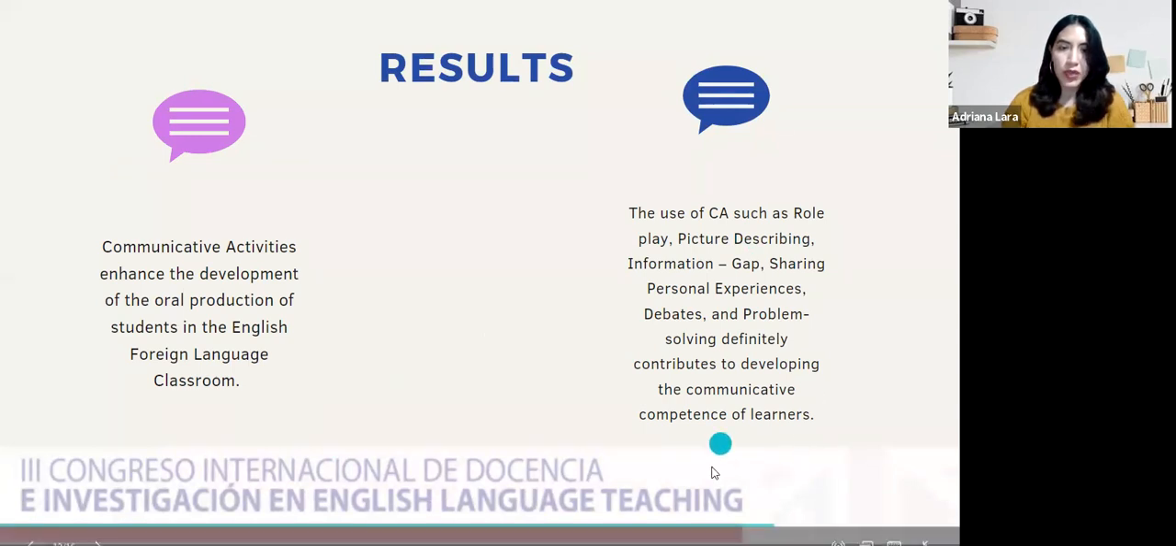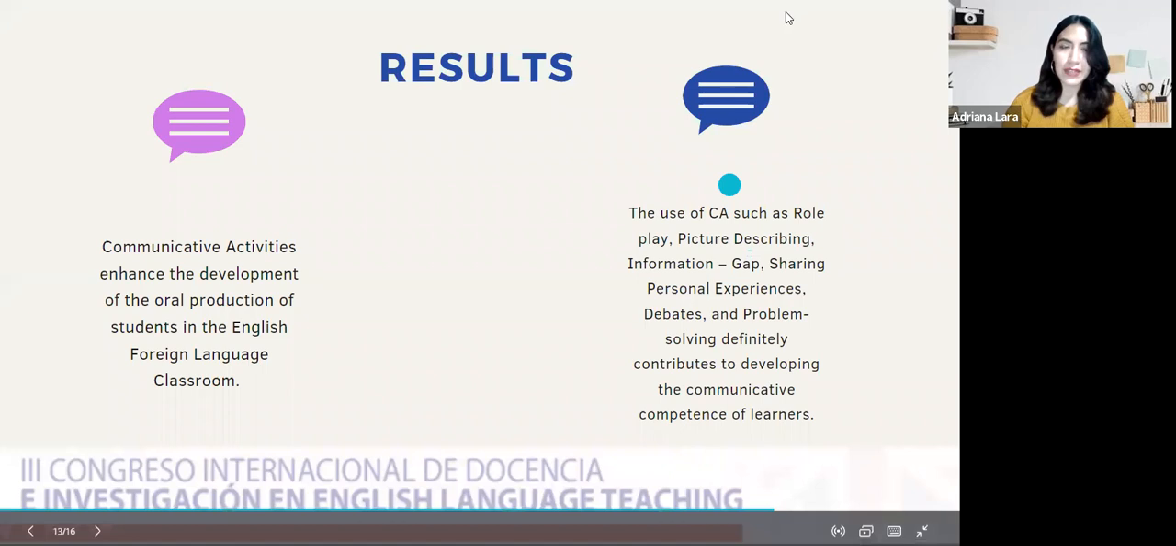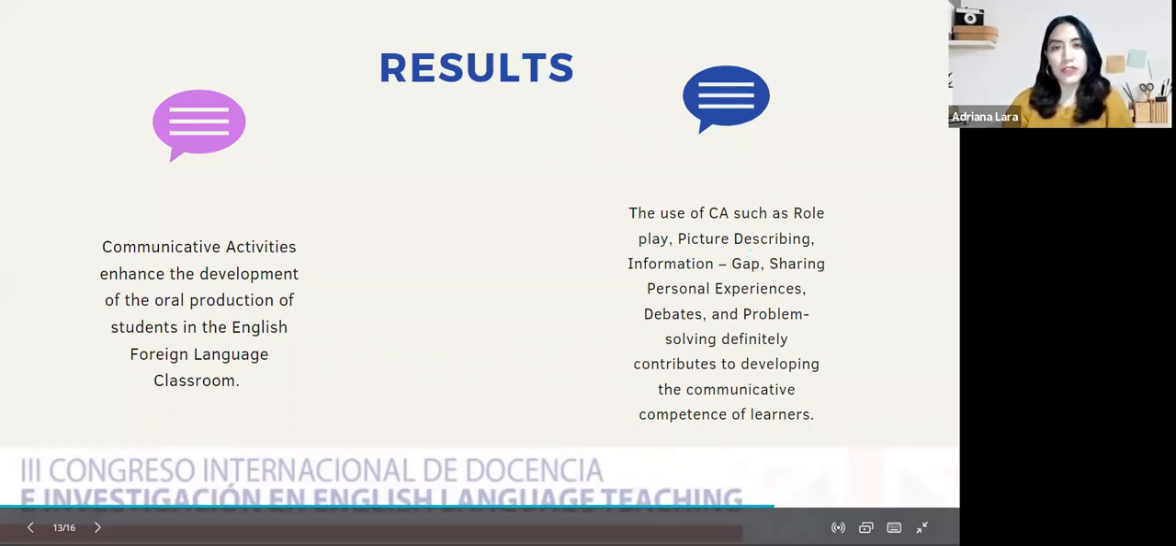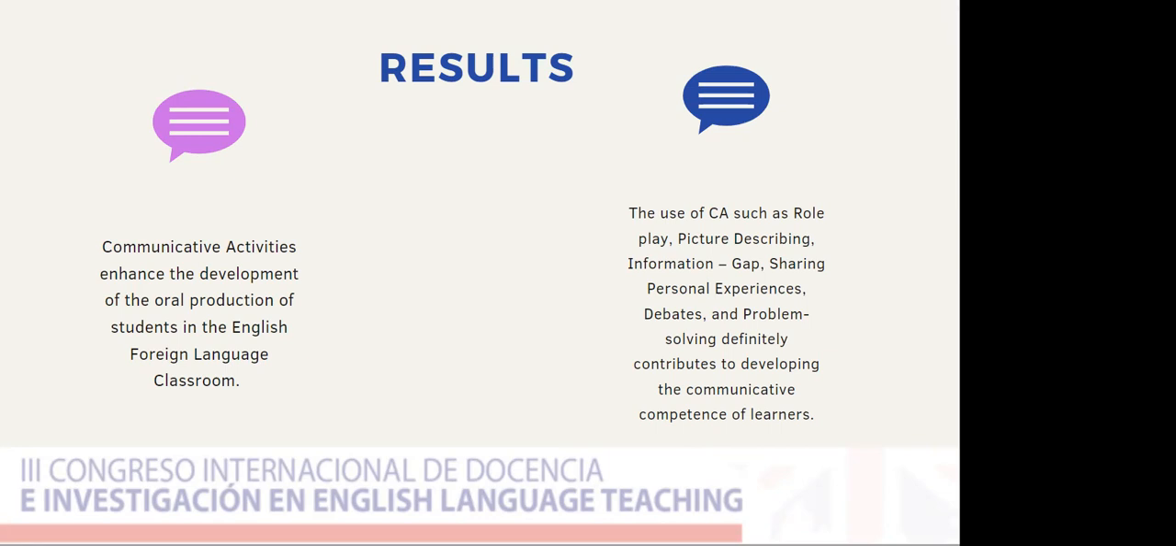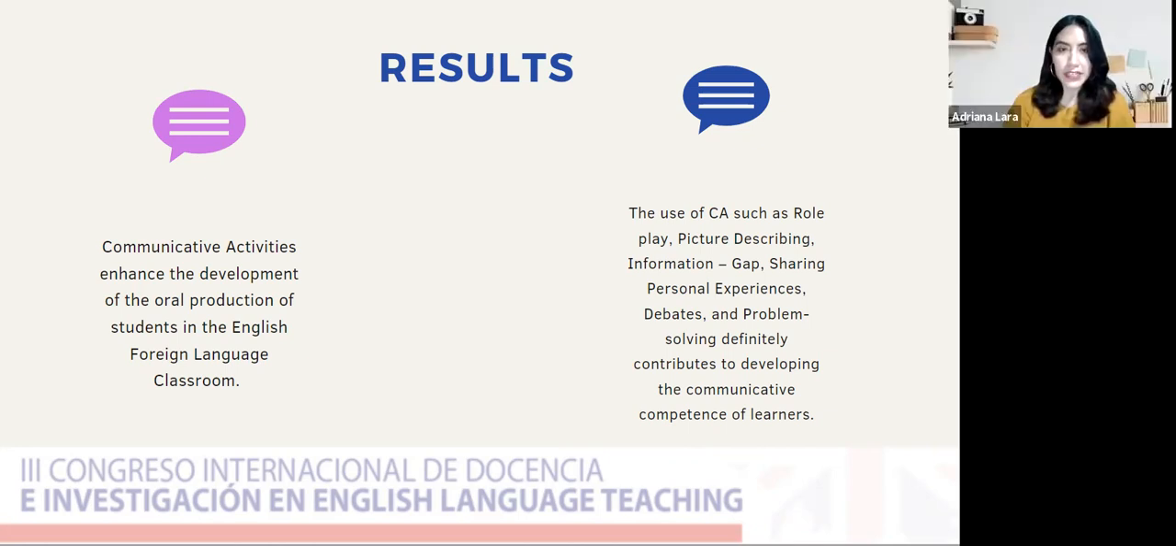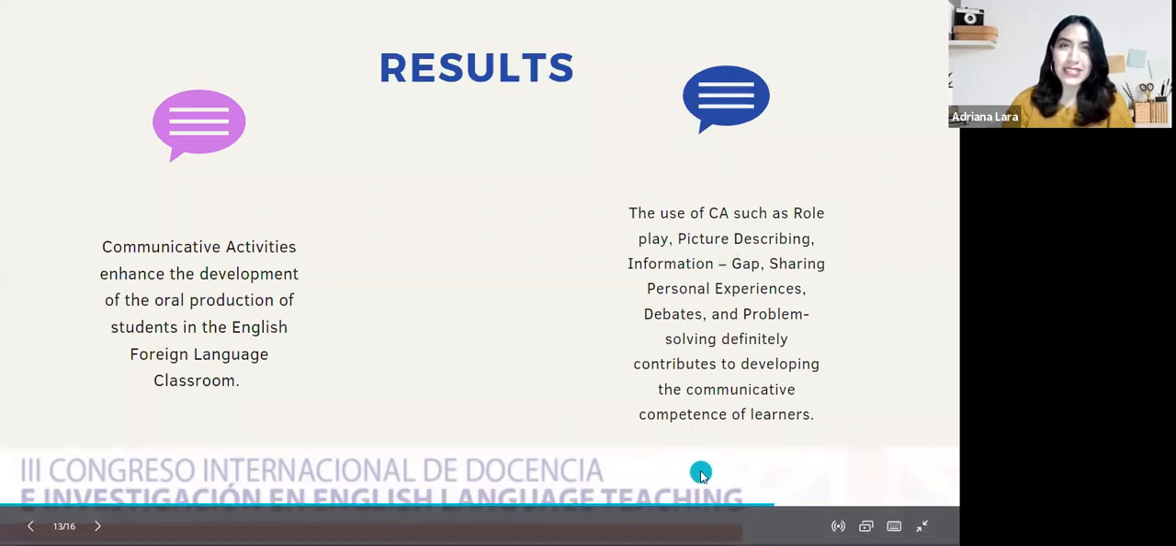So regarding the results, what we found in this research is that results from previous studies demonstrate that communicative activities enhance the development of the oral production of students in the English foreign language classroom. The use of communicative activities, such as the ones that were already mentioned at the very beginning, role play, picture describing, information gap, sharing personal experiences, debates, and problem solving, definitely contributes to developing the communicative competence of learners, because each of the activities that were selected for this scientific article were focused on making students use the language as in real life, because that is the purpose of English teachers when teaching this language, not just use the language inside the class, but outside of it.